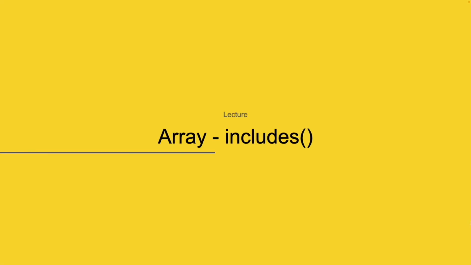Let's have a look at the array's includes method. It returns only true or false based upon the value you pass it as an input. So it will try to look whether the given value is present inside an array or not. Let's try with an example.